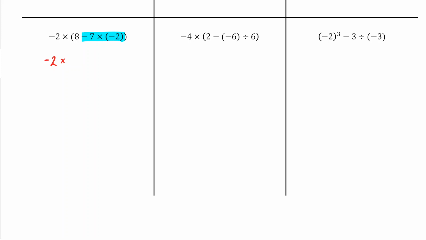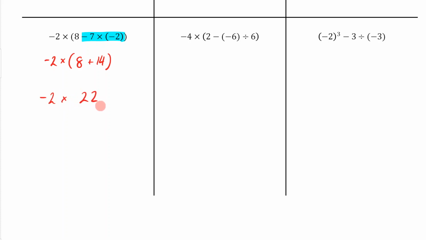So then the question is, well, what is negative 7 times negative 2? Well, that is going to be a positive number, and it's going to be 14. So it's going to be plus 14 there. And then I'm going to go, what is 8 plus 14? That's going to be 22. So I'm going to rewrite this like that.